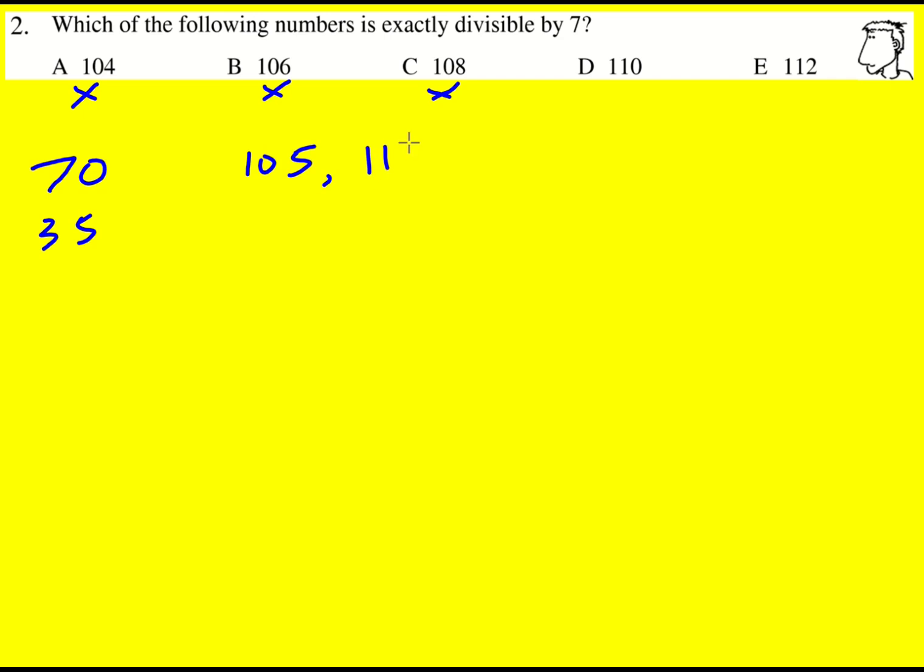If I keep adding 7 on, I get 112. So actually, that is a multiple of 7, whilst the others are not. So the divisibility rule is that you take your number, in this case 112, we know this is divisible by 7. You take the last digit, you remove it, and then you double it. And then you subtract it from the remaining digits.